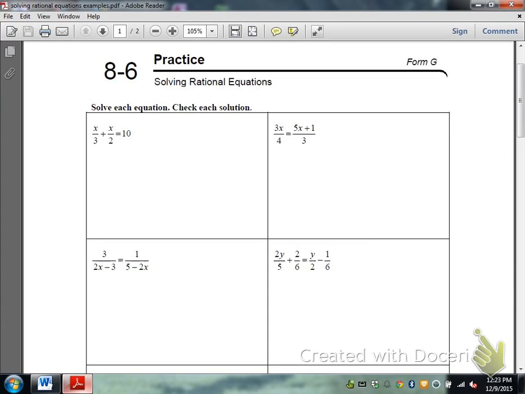What you want to do, the first thing you want to do, is find the least common multiple.